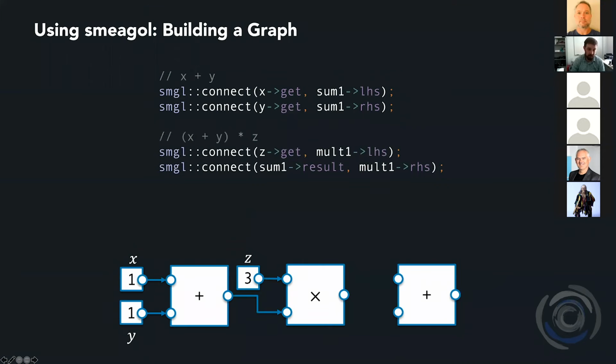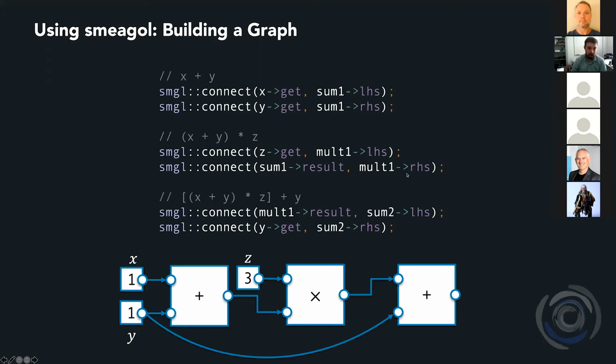And then we want to connect our z value to our multiplication and our result of the sum to our multiplication. And then we're going to get the result from multiplication and add it to our second sum, and our y value and add it to our second sum as well.